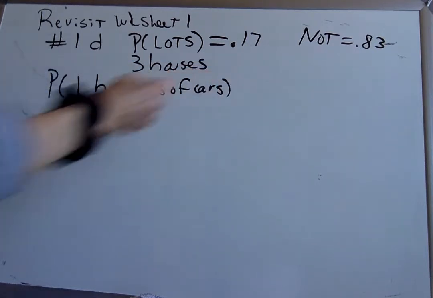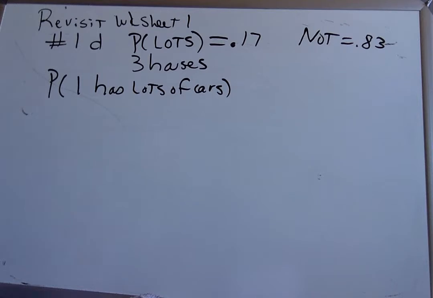So at the time when you were doing this problem, you may have been a little confused and had to look at the answer key. We had done a few of these in lecture. Remember this, it didn't say the pink house has lots of cars or the Watsons have lots of cars. It says one of them has lots of cars. Well, I don't know which one.